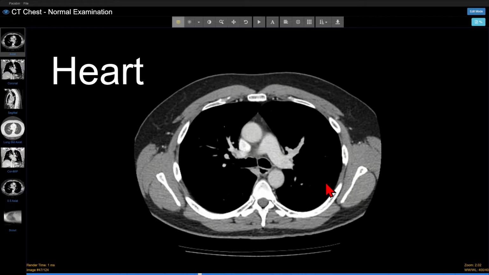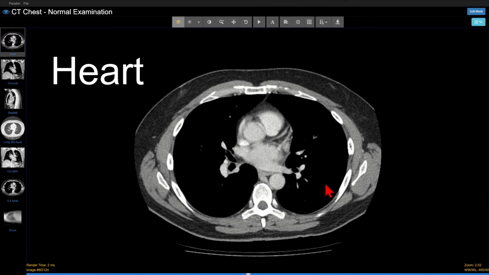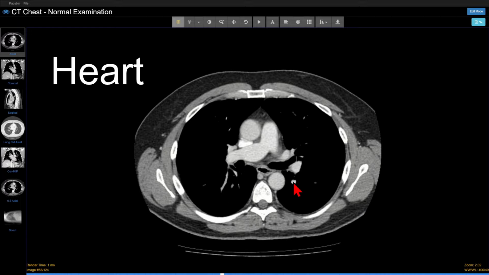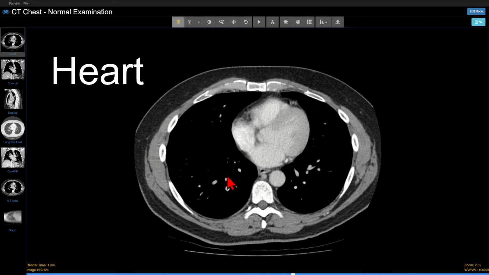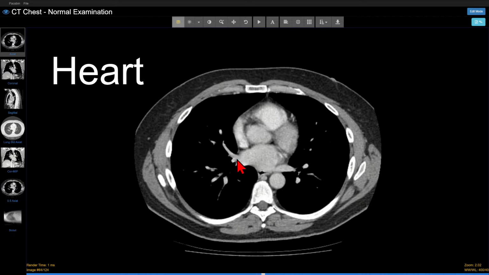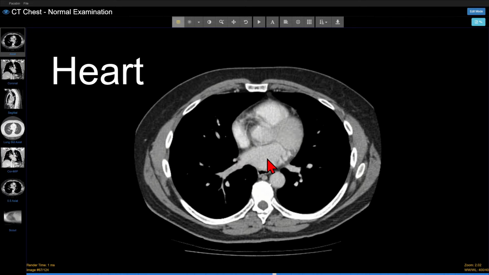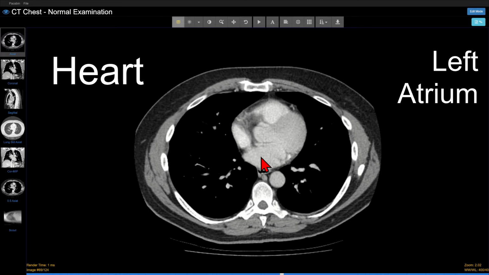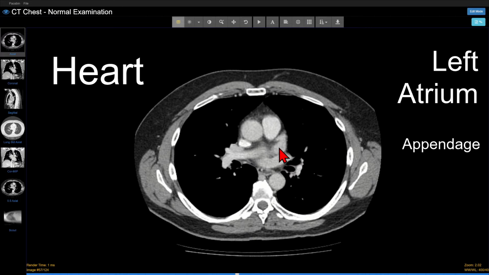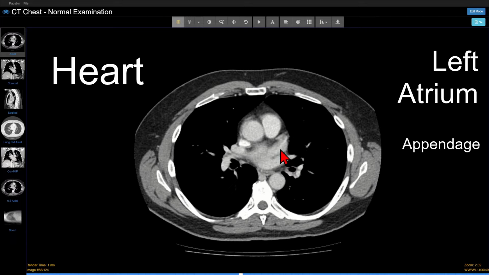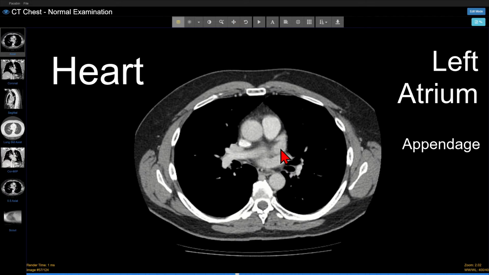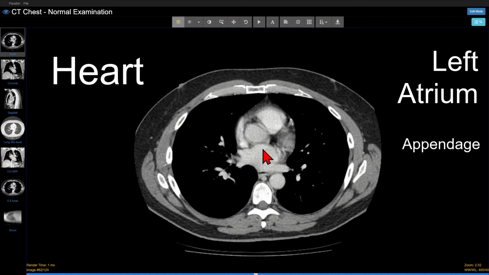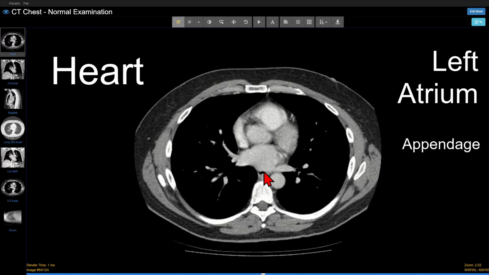From here, blood goes into the lungs and then drains into the pulmonary veins. These are pulmonary veins that I'm pointing out. The pulmonary veins drain into the left atrium, which sits posteriorly here. This is the left atrial appendage. The left atrial appendage is a common location for blood clots to form. It's also a common area where you can see mixing artifact. The left atrium is normally less than 4 centimeters or so in AP dimension.